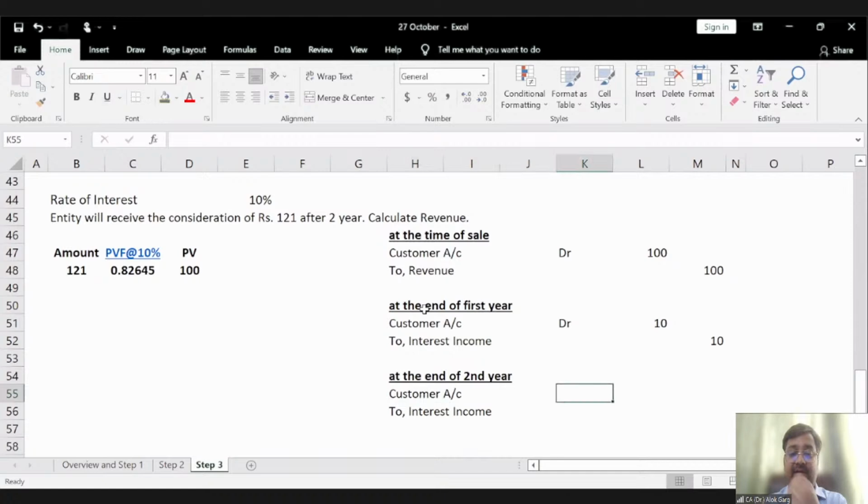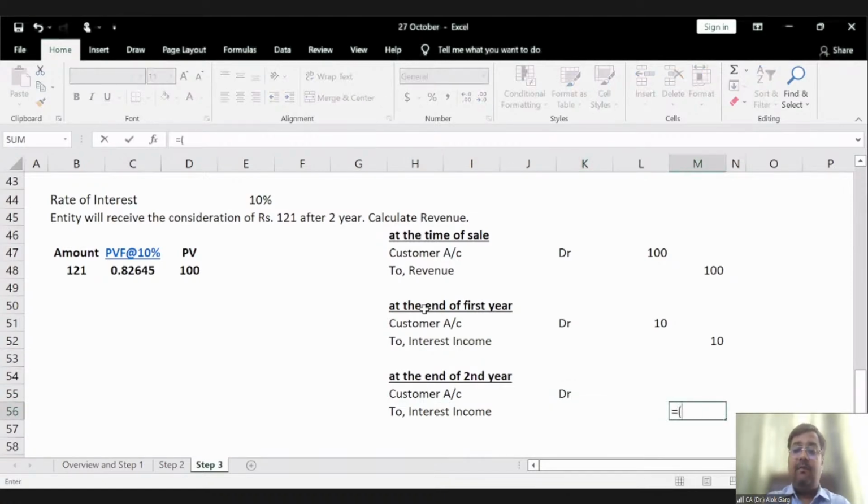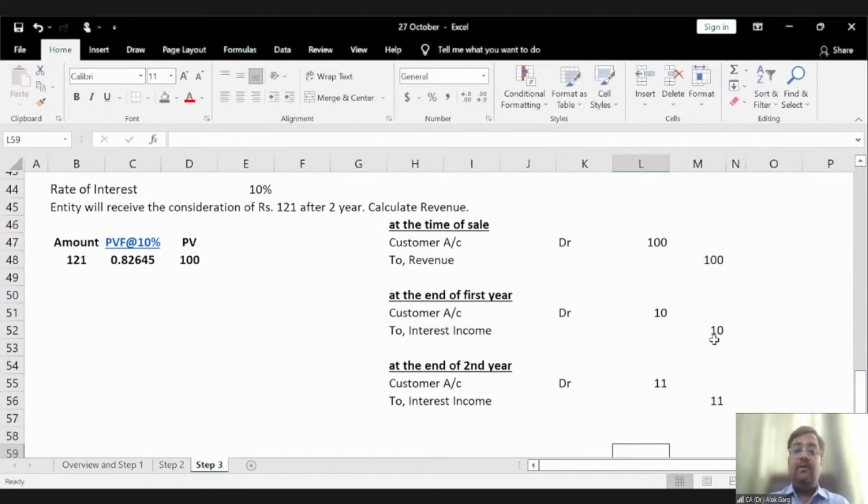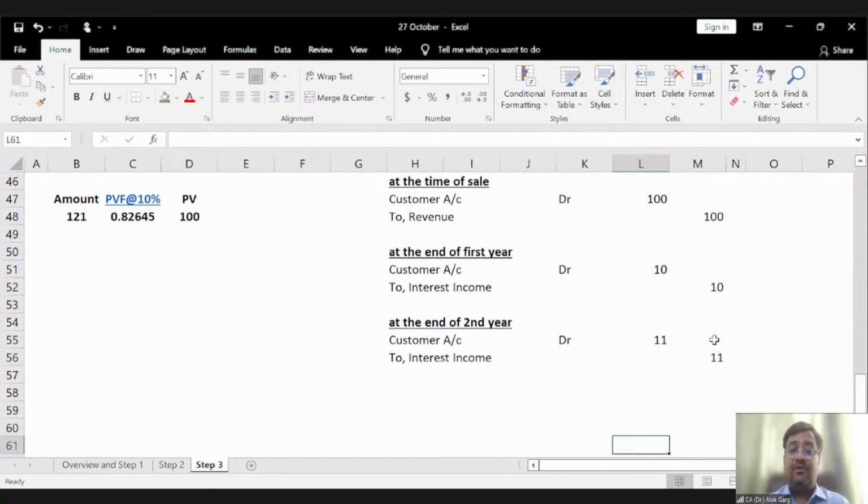What is my customer account debited by, what is my interest income? My interest income will be on this 100 plus 10 because nothing has been received so far. 100 plus 10 multiplied by 10%, so it will give me 11. 11 rupees interest income has to be recognized in the second year.